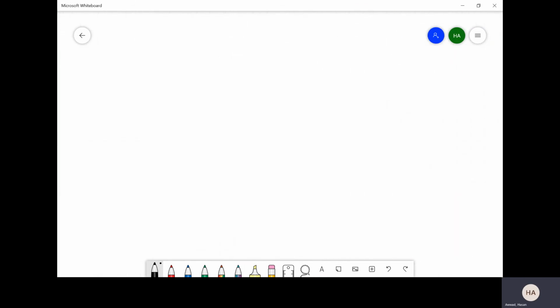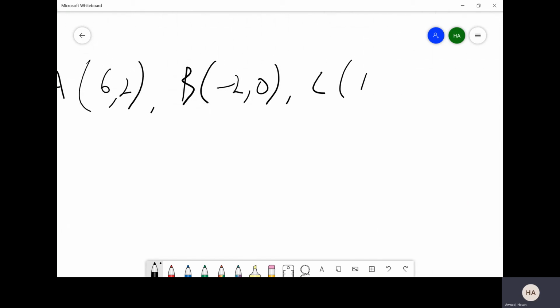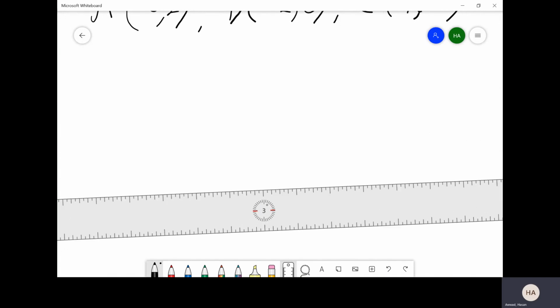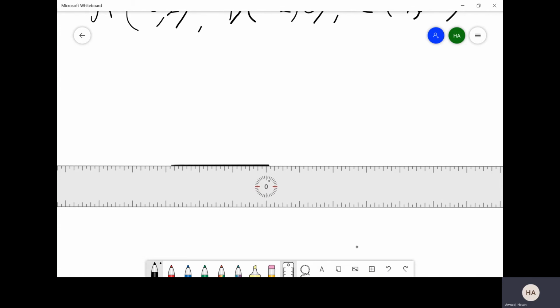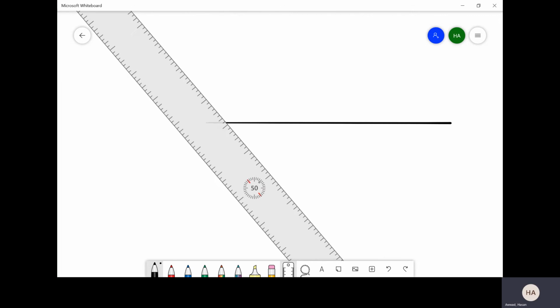Okay, so A, once again, is 6, 2. B is negative 2, 0. And C is 1, 5. So 1, 5. Okay, so now let's go ahead and put this onto our coordinate plane. So let's draw that first. Coordinate plane.